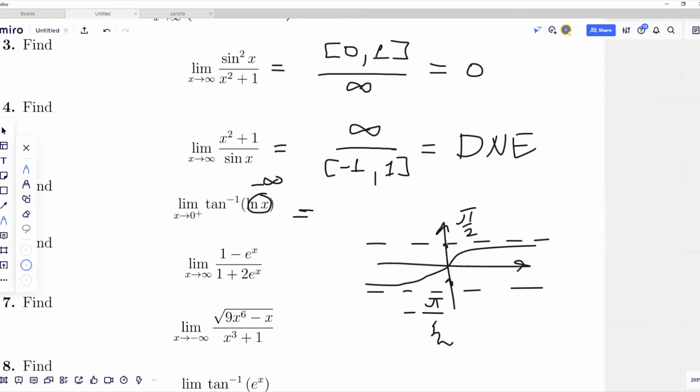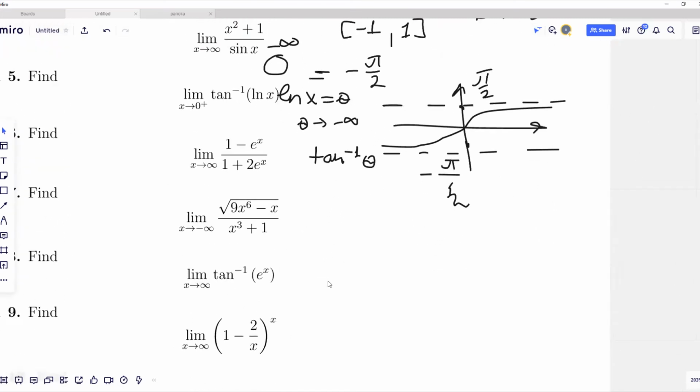So let's assume that we made a substitution here. Let's call ln of x as theta. When x goes to 0 from right hand side, theta goes to minus infinity, as we said. And when theta goes to minus infinity, inverse tan of theta goes to our asymptote at minus pi over 2. So the answer here is minus pi over 2. Okay, next problem.